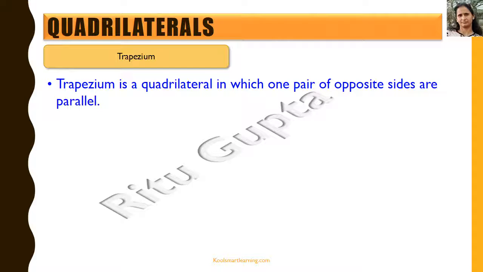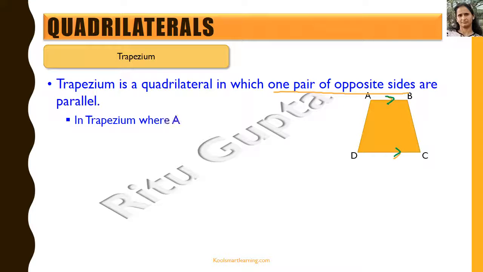Trapezium is one type of quadrilateral in which one pair of opposite sides are parallel. So if we see this trapezium, we see that this side AB is parallel to DC. This is one of the conditions of a trapezium, and the sum of the angles A and D is 180 degrees, and the sum of B and C is 180 degrees. So that means the sum of one pair of adjacent angles is 180 degrees.